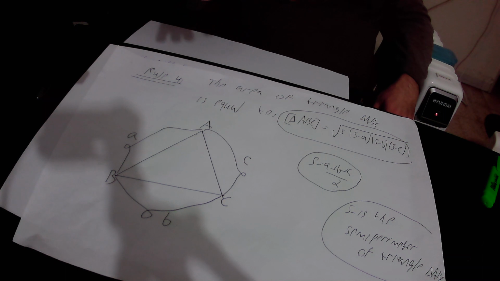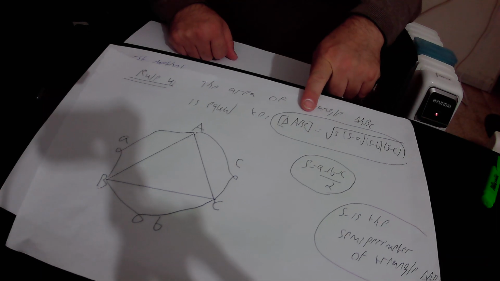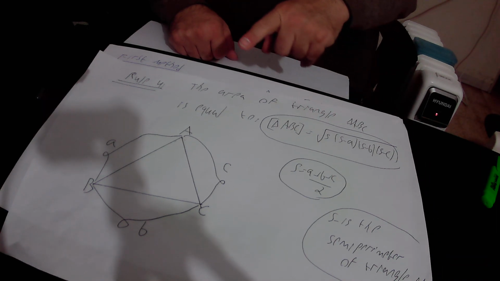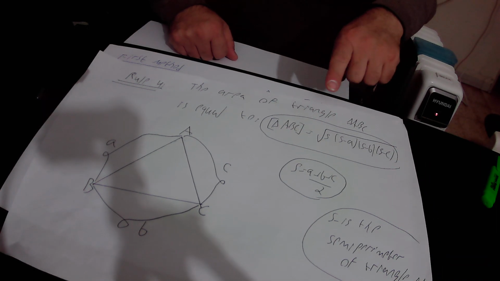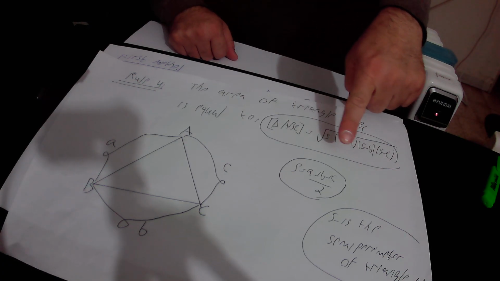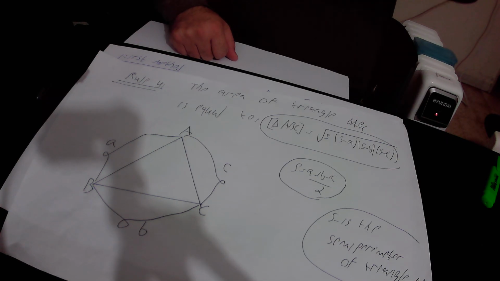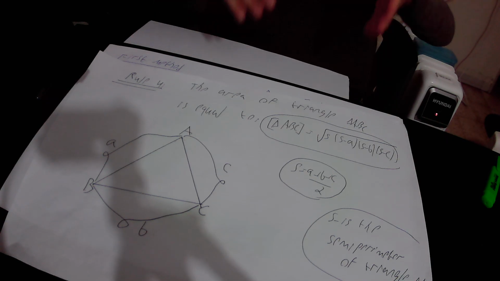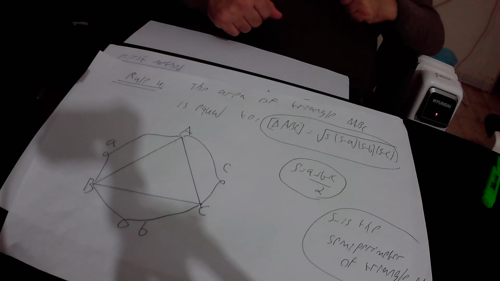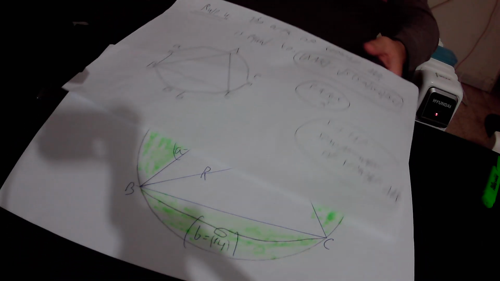So the area of triangle ABC, which could be any triangle, equals, the square brackets are the sign for the area, the square root of S, where S is the semi-perimeter, A plus B plus C over 2, times S minus A, times S minus B, times S minus C. So we implement the new rule in our drawing in order to find the area of triangle ABC.